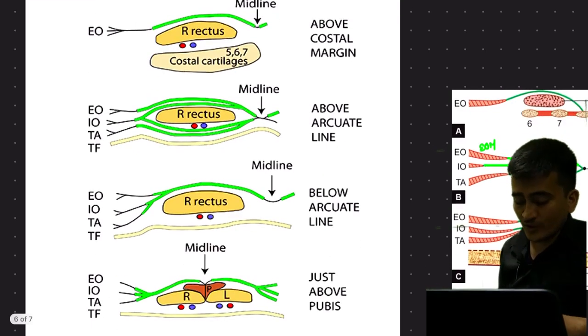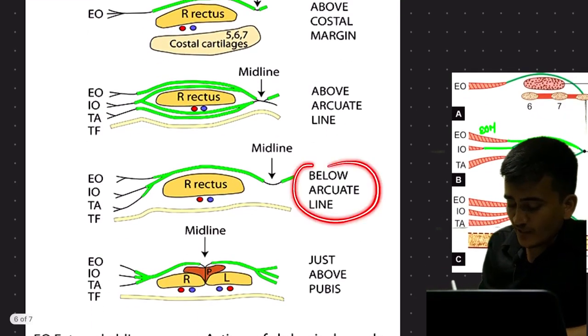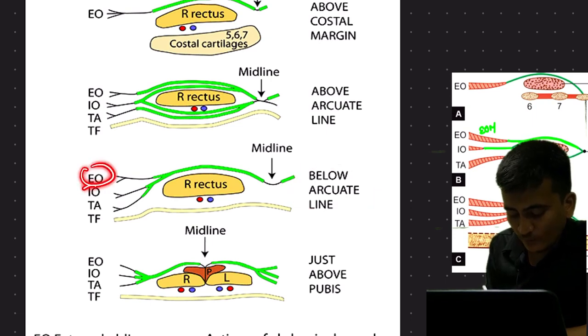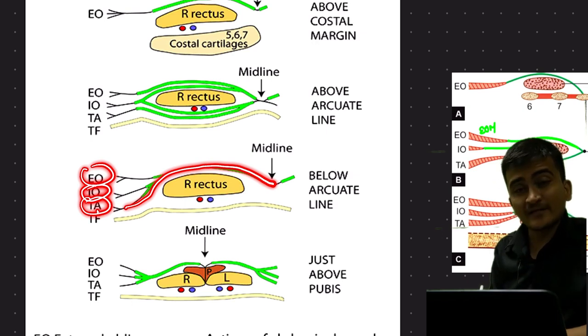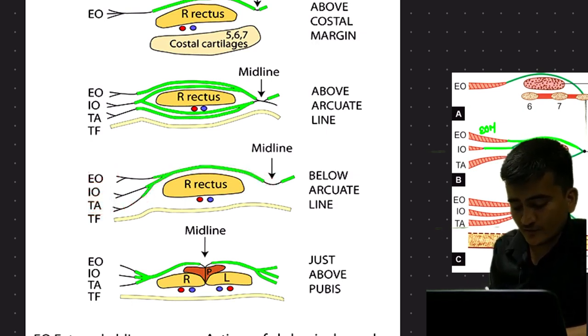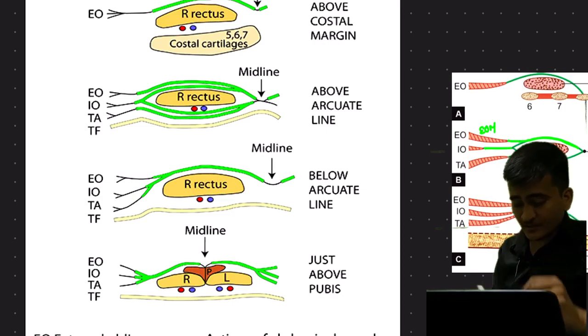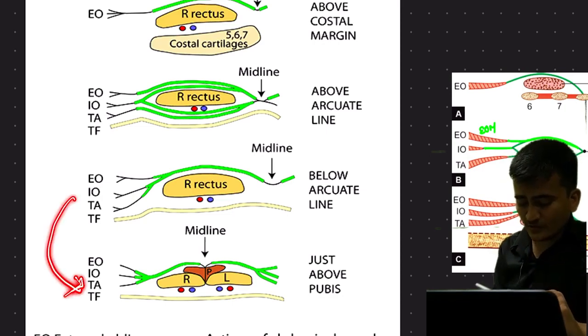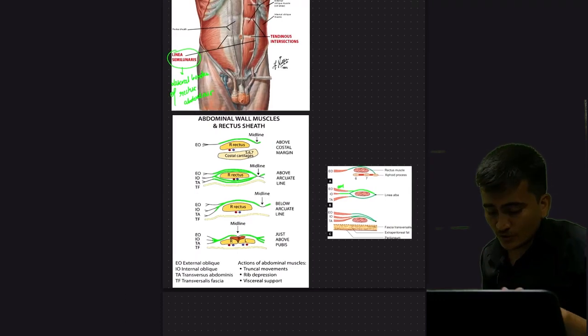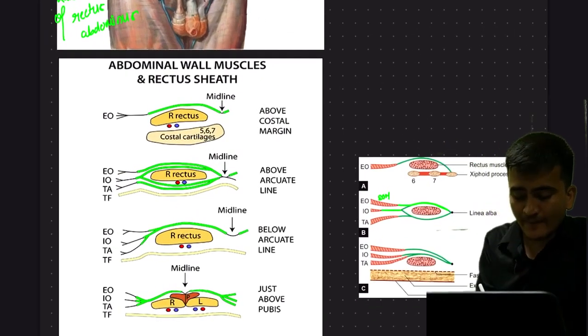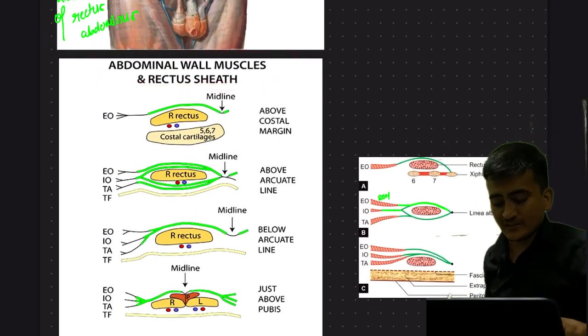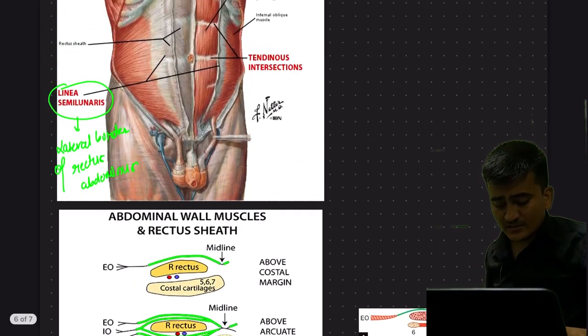Okay, and what is going on right here is, below the arcuate line, the external oblique, internal oblique and transversus abdominis all form the anterior surface, all this covers the anterior surface, whereas the transverse fascia will just contribute on the posterior surface. That's all, right. Now here it is also a similar case, not different than that. So this was all about the abdominal wall muscles and the rectus sheath.